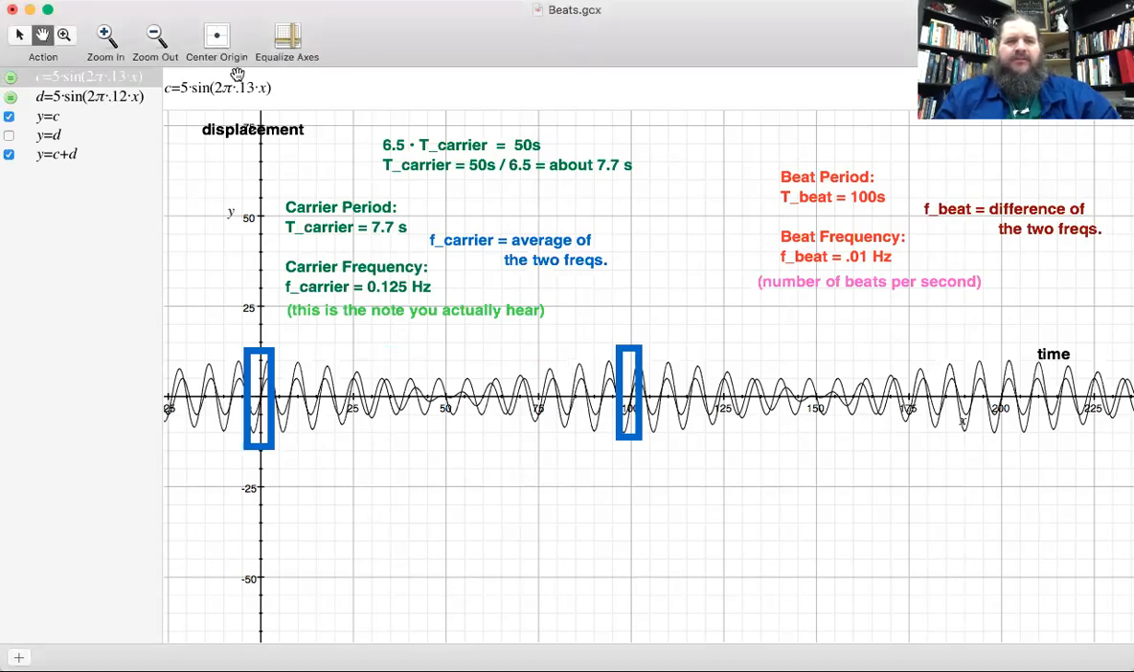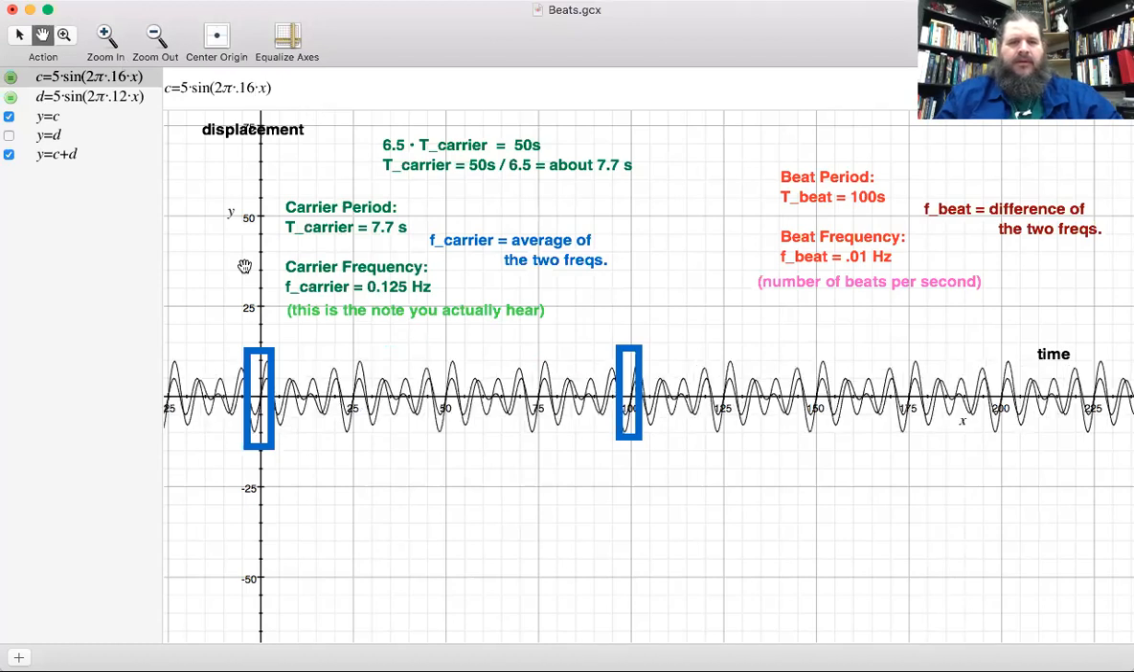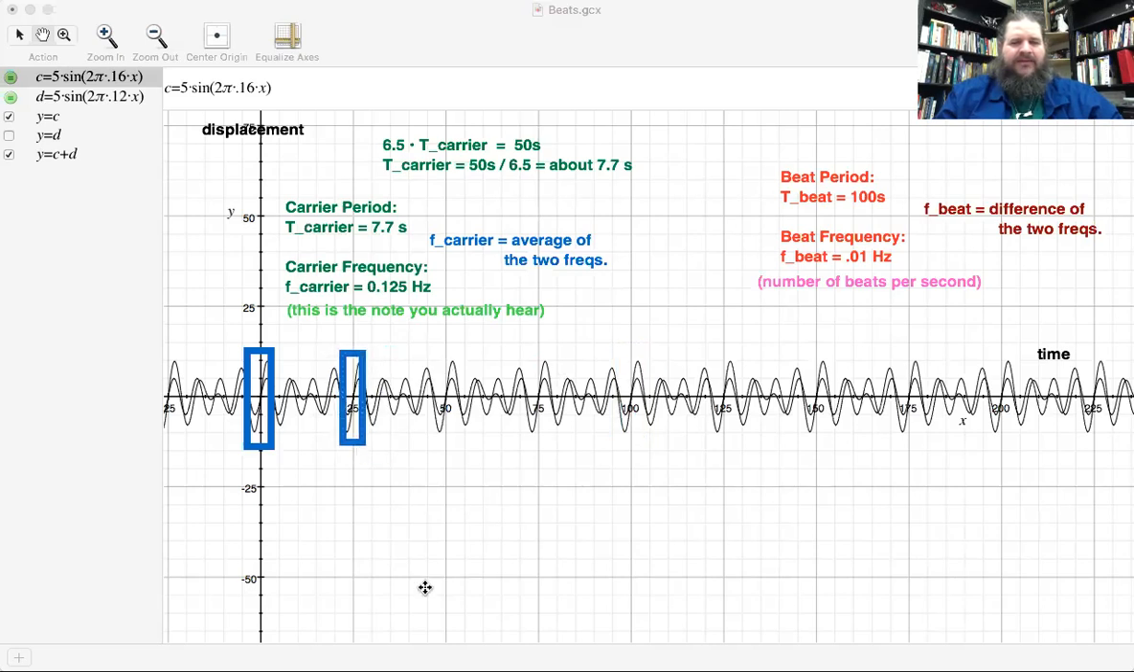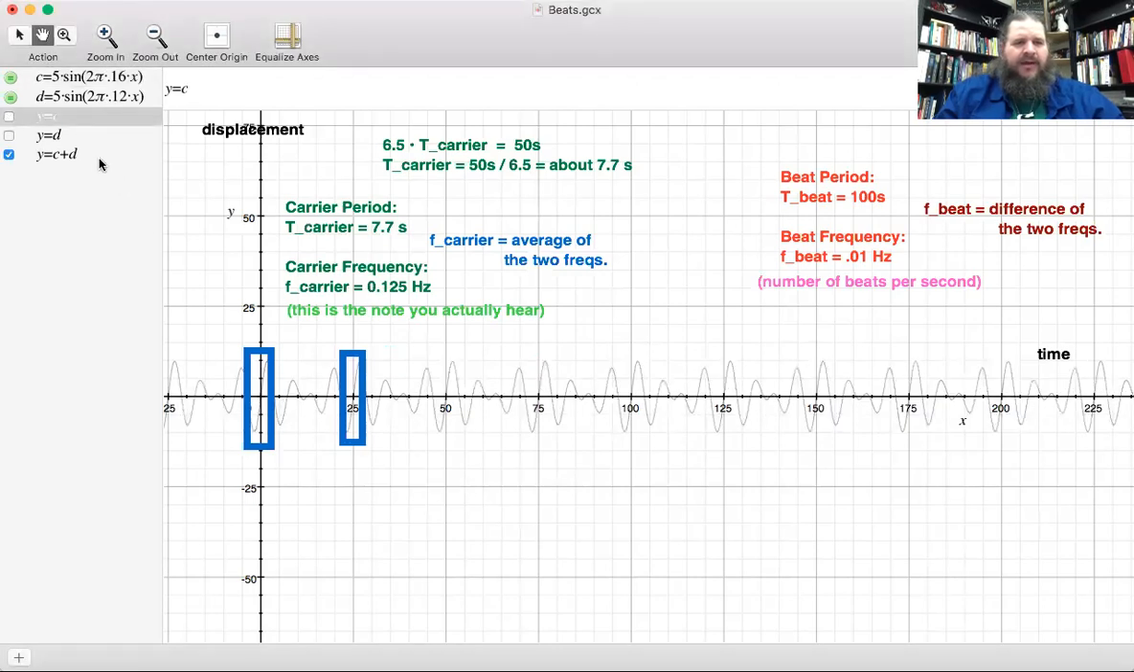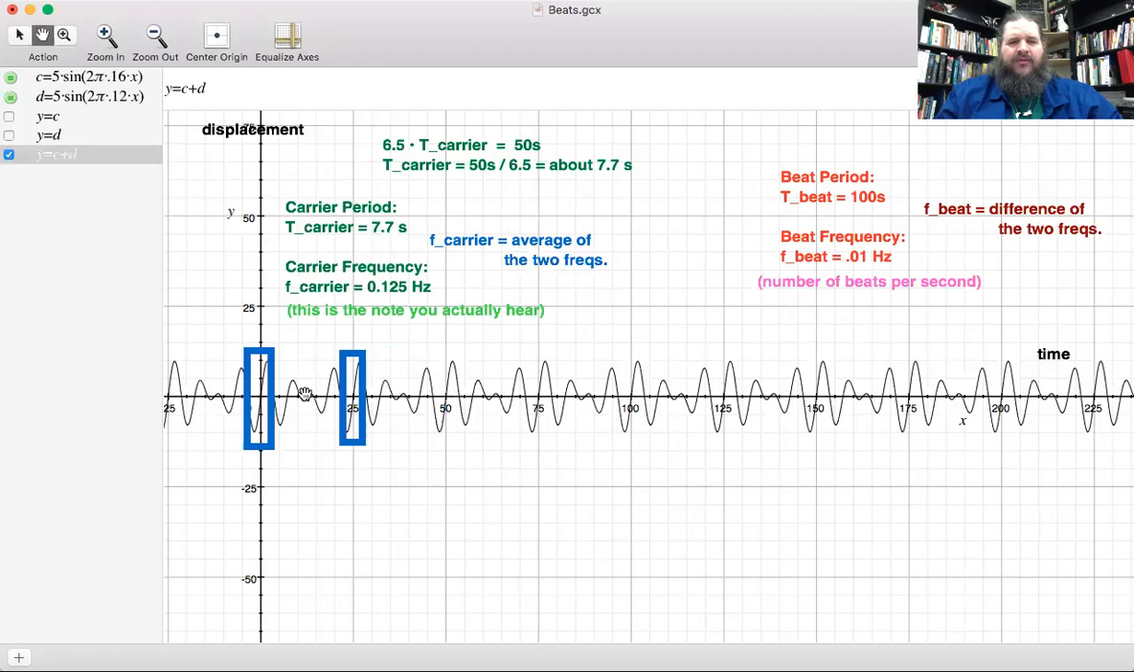But changing this to 0.16, now we have a much faster beat cycle. Instead of taking 100 seconds to go from loud to quiet to loud, it looks like it now only takes about 25 seconds. Let me make that more clear if I hide the original wave. There we go. So that's the new carrier wave, loud to quiet to loud in only 25 seconds.